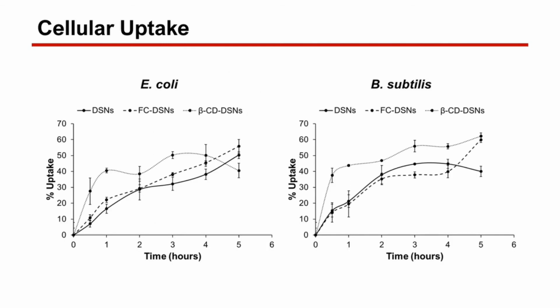Cellular uptake of DSNs, FcDSNs, and beta-CD DSNs was also studied in both gram-negative E. coli and gram-positive B. subtilis, and it was found that all of the DSNs were steadily taken up by these bacteria, with beta-CD DSNs showing the greatest amount of uptake.